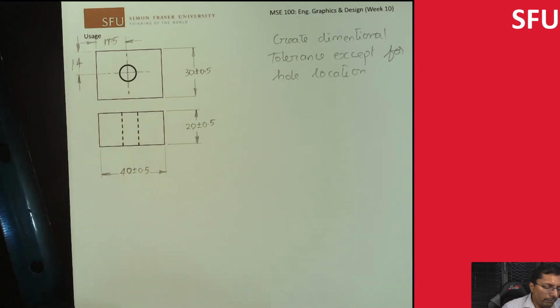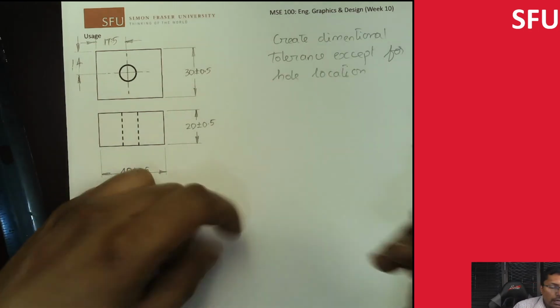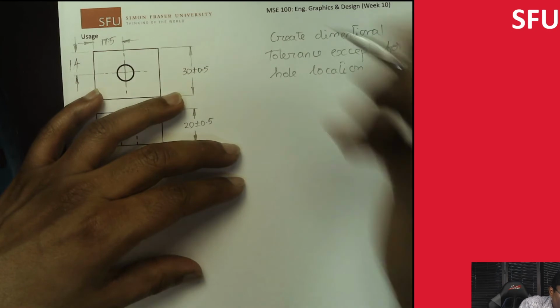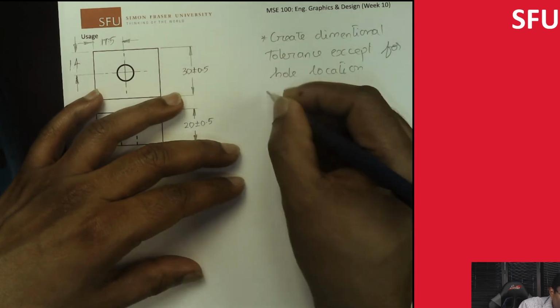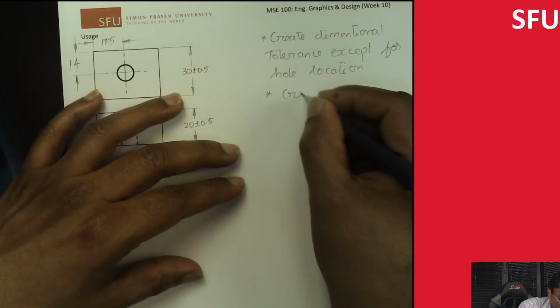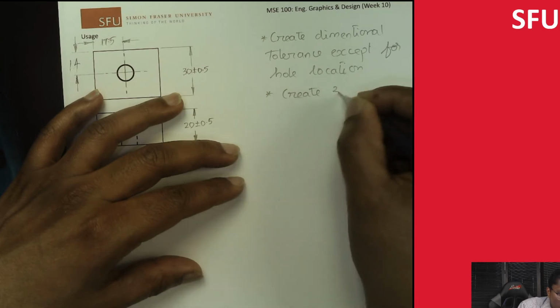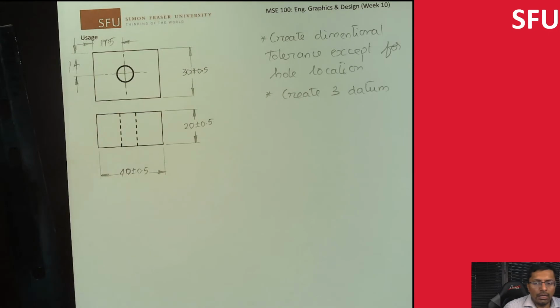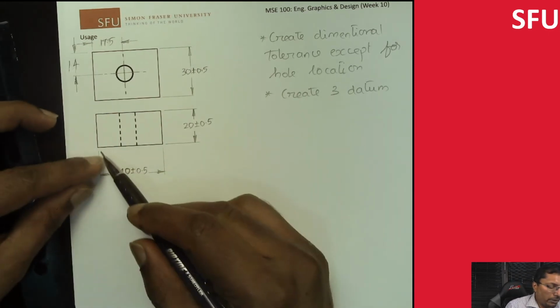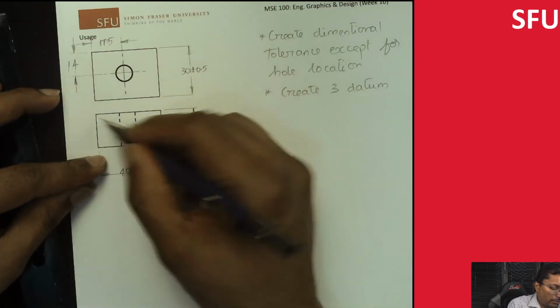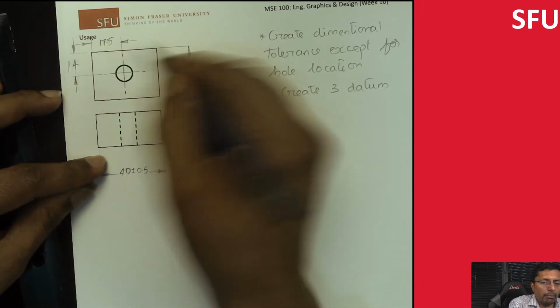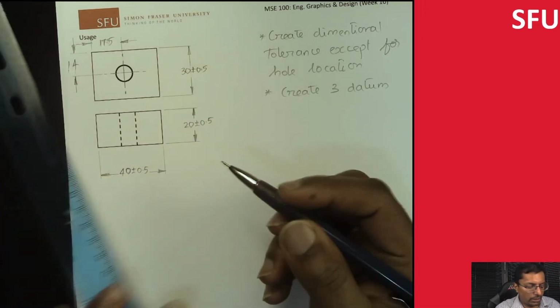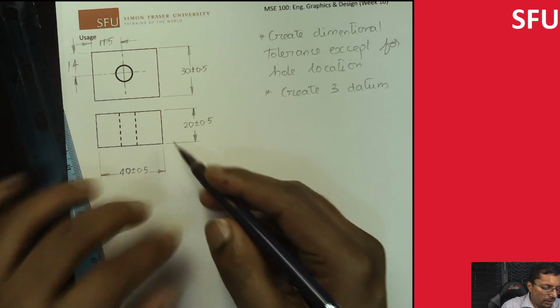So the next step is to create the datum references. Datum. Typically we do the bottom, and maybe one of this side or this side, and then the back of this part. So let's do this here.